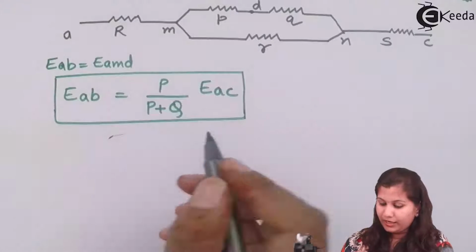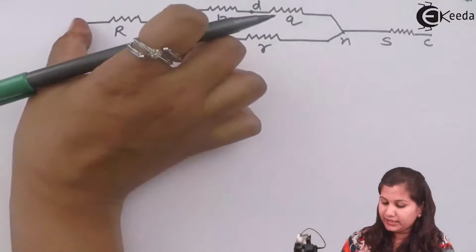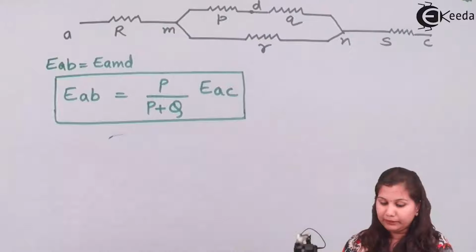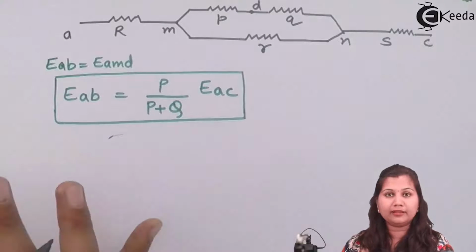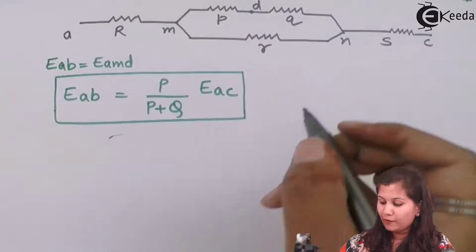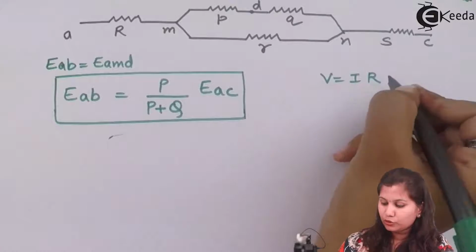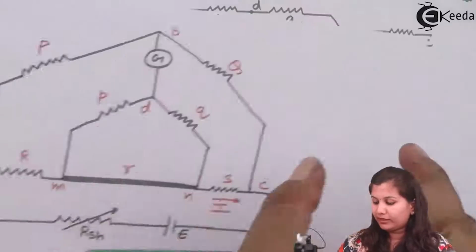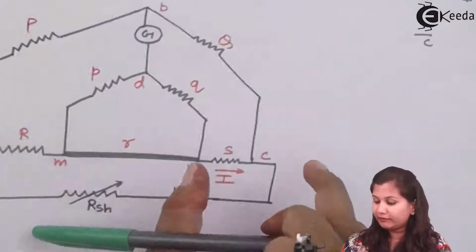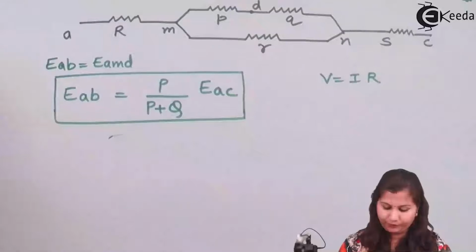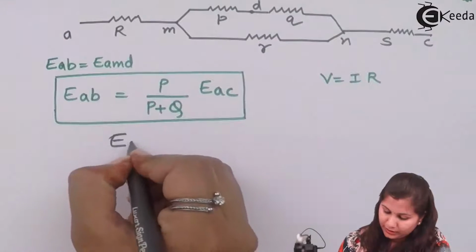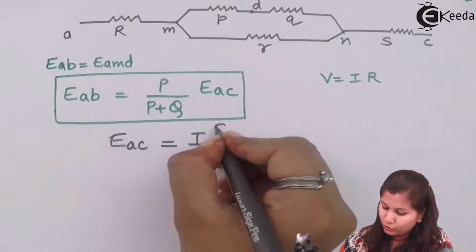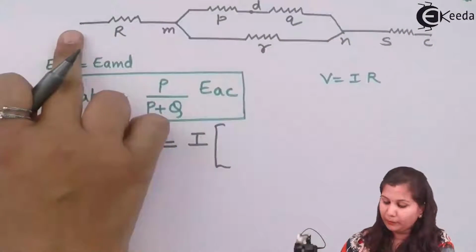Okay. Now we have to find EAC. So EAC is the voltage drop across this point. So what we will do? Complete voltage, or we can say V is equal to IR. We know the value of the current, the current is I, and we can write the equivalent resistance. Then we can get EAC. So EAC will be equal to I, that is the current, into the equivalent resistance between the points A and C.